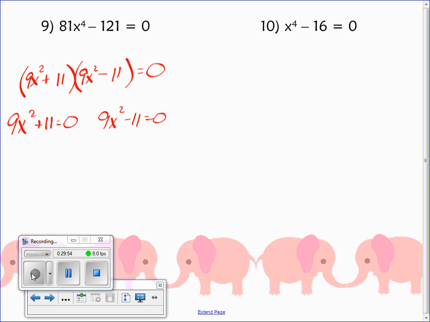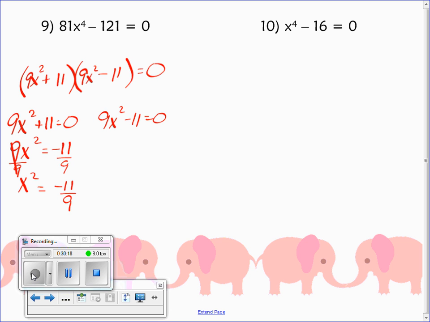All right, we have to solve each one. Here we go. So subtract 11. 9x squared equals negative 11. Divide each side by 9. Hold on. Don't go too fast. So x squared equals negative 11 over 9.